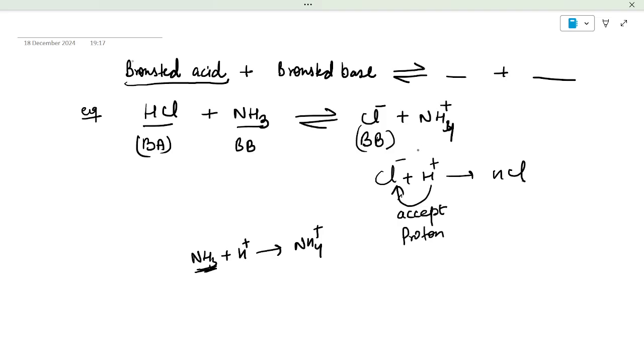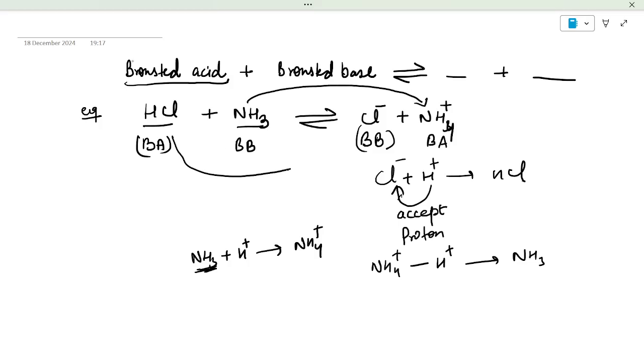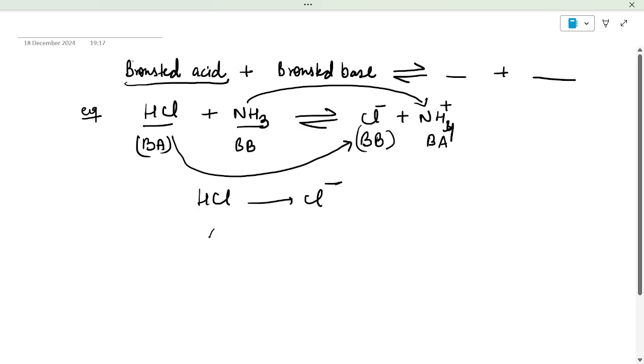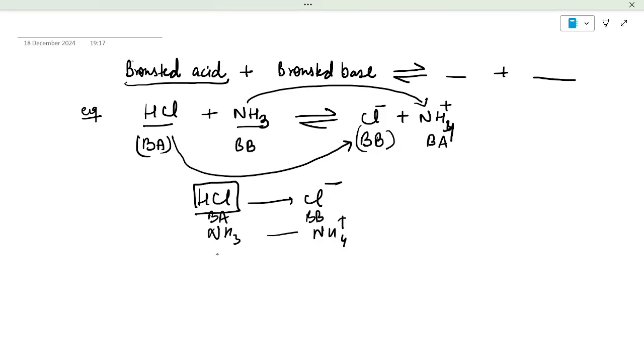Now we can call this a Bronsted base. Likewise, the ammonium ion can again lose one H positive to form ammonia again, so it can act as a Bronsted acid. Ammonia gets converted into ammonium ions and HCl gets converted into Cl negative ions. That means we are obtaining a Bronsted base out of a Bronsted acid, and a Bronsted base is giving us a Bronsted acid. HCl gave us Cl negative, and ammonia gave us NH4 positive in the product. So if HCl is a Bronsted acid, Cl negative is a Bronsted base, and if ammonia is a Bronsted base, the ammonium ion is a Bronsted acid. Okay?